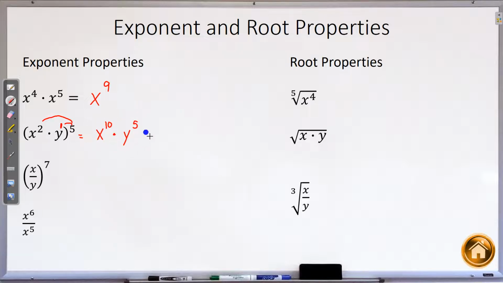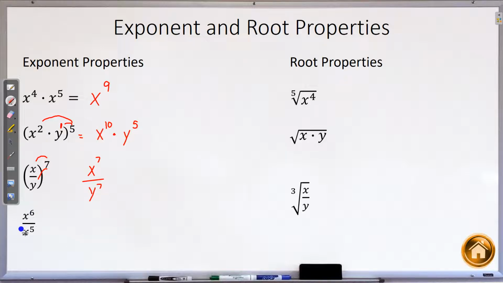So that stays separate. This one is also similar, but we have a fraction on the inside. Again, that 7 distributes to both of them. And so on the top we have an x to the 7th and a y to the 7th.